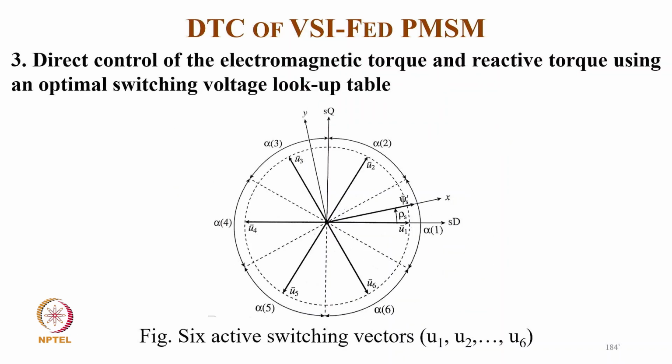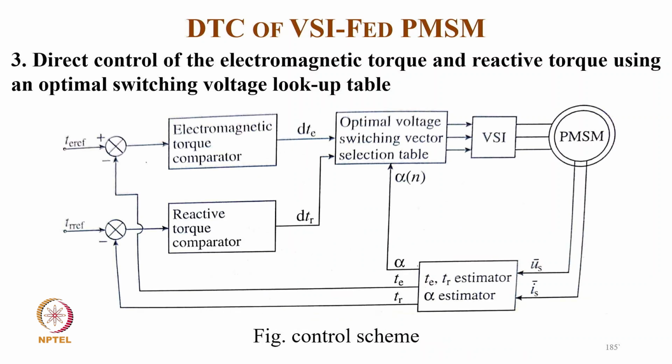And this is direct control of the electromagnetic torque and reactive torque control using an optimal switching table. Here switch vectors are there, and this is the control scheme. So direct torque control for the electromagnetic torque and reactive torque: we have a reference torque and we have a reactive reference torque.